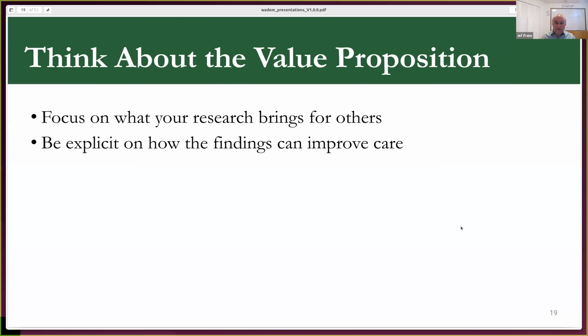Okay. So focus on what your research brings for others, and be really explicit on how your findings can improve something. Mostly this is going to be about patient care. How can this improve patient care? But if you're doing something more systemic, how does this improve administrative care?